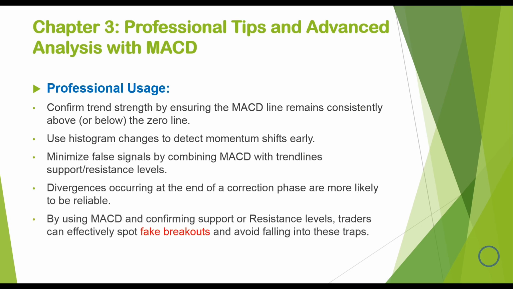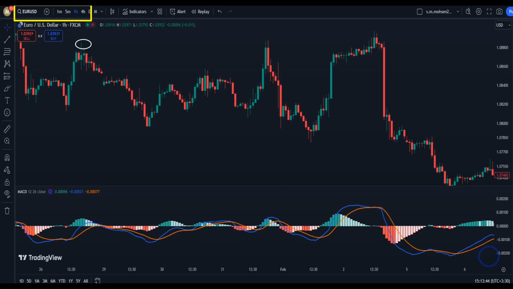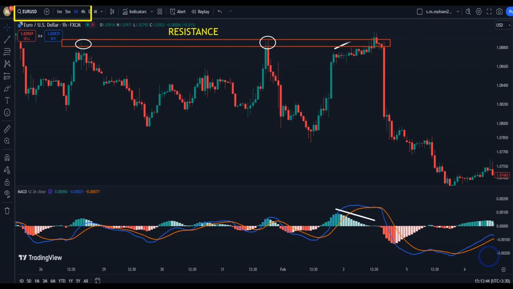By using MACD and confirming support or resistance levels, traders can effectively spot fake breakouts and avoid falling into these traps. This analysis is based on the EUR/USD chart in the 1 hour time frame. Identify the key resistance level. At this level, an ending pattern formed, confirmed by negative divergence.